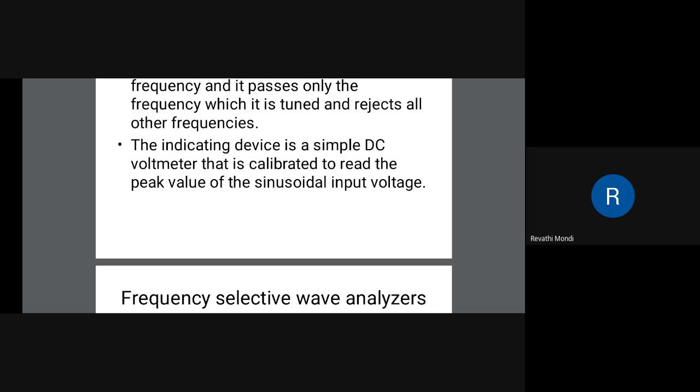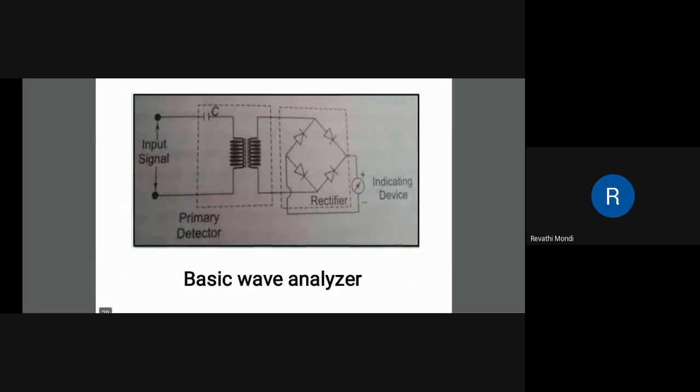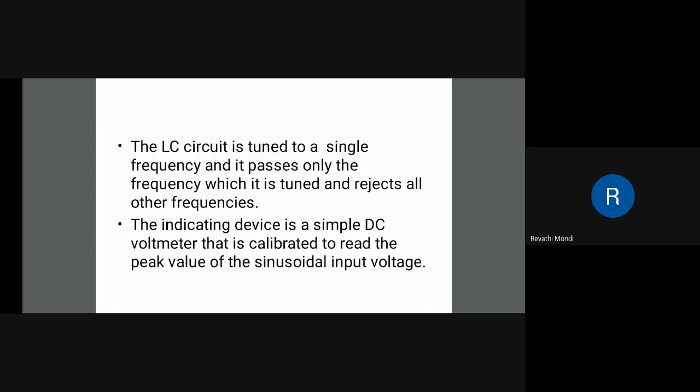Next point is about the indicating meter. The indicating device is a simple DC voltmeter that is calibrated to read the peak value of the sinusoidal input voltage.